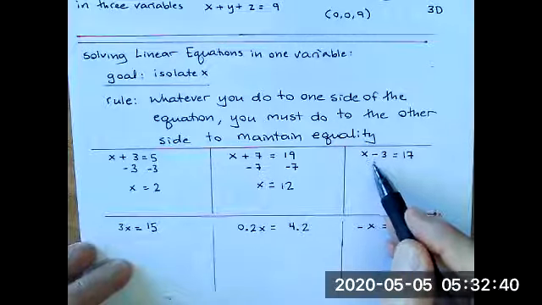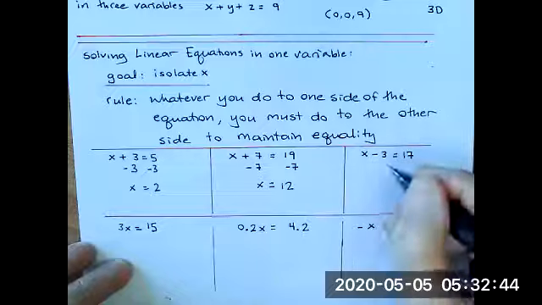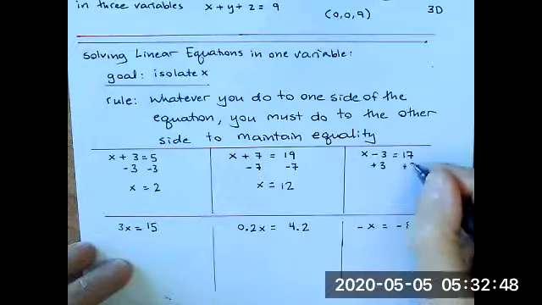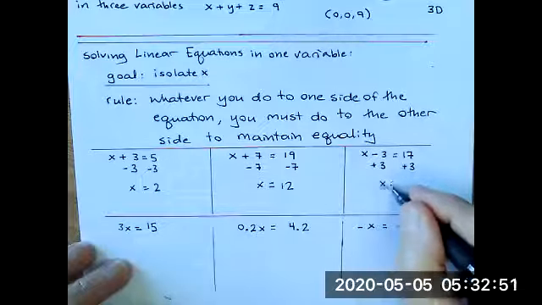In this one, we have minus 3. What's the opposite of subtracting 3? It's adding 3. So we get x equals 20.